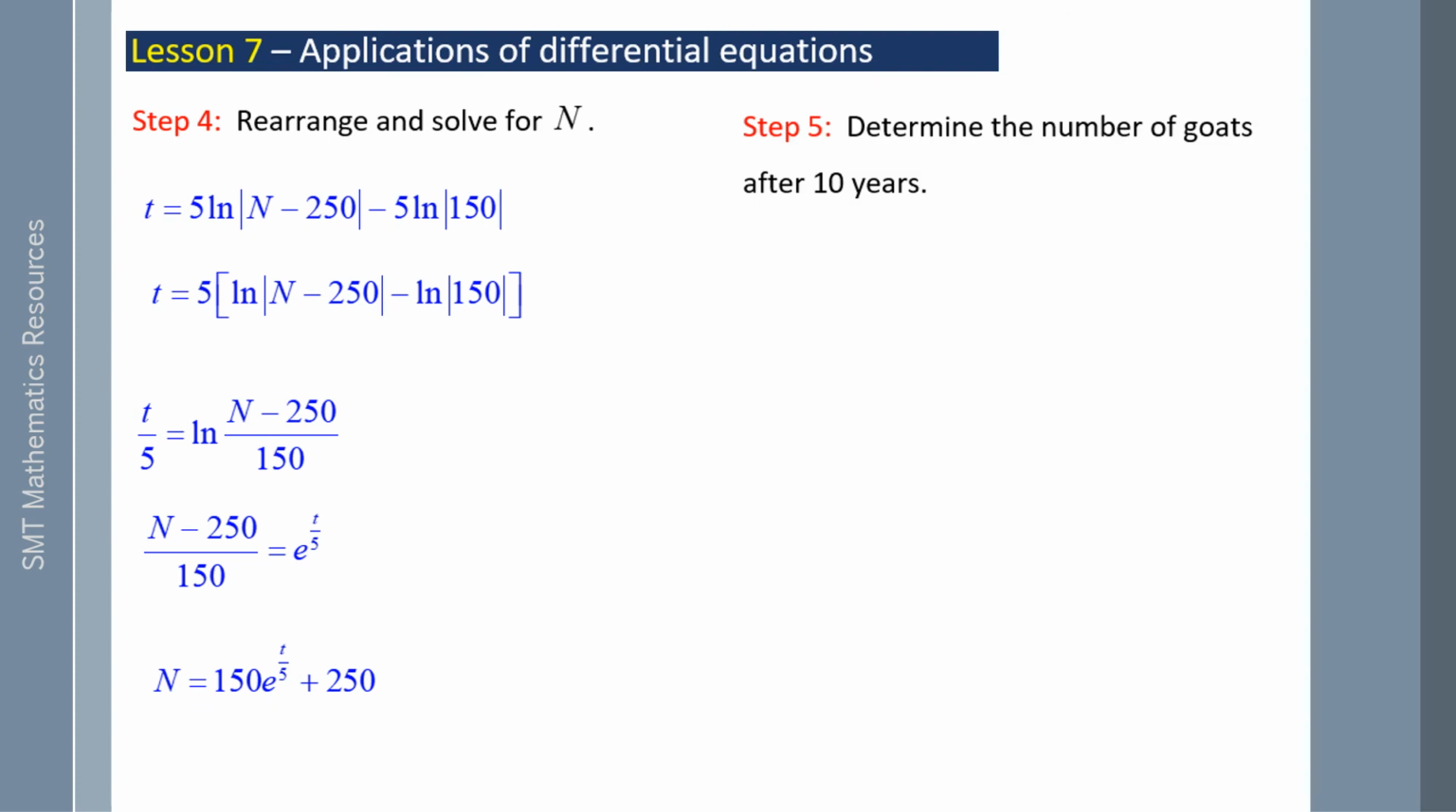Step 5 is to determine the number of goats after 10 years. This is simply subbing in 10 for t. In that case, using function notation and a calculator, it's approximately 1,359 goats.